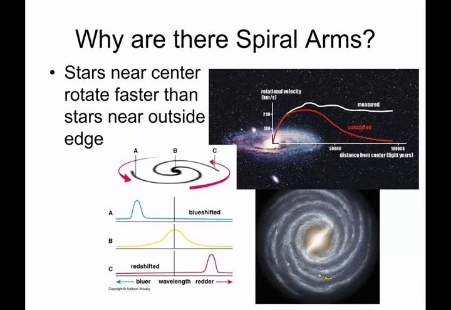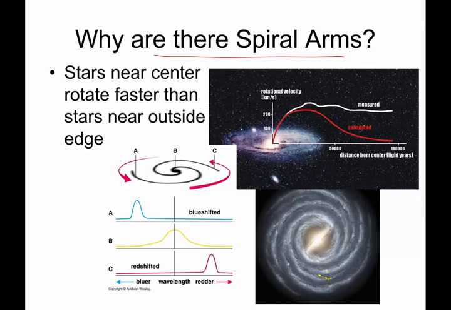So why are there spiral arms in our galaxy? Well, this is a huge, huge question, because we know they exist. We can see them in other galaxies, but there's a lot of logical reasons they should not be there.